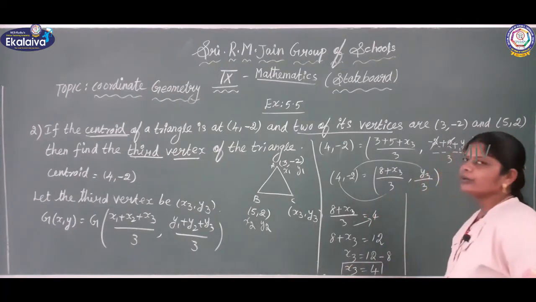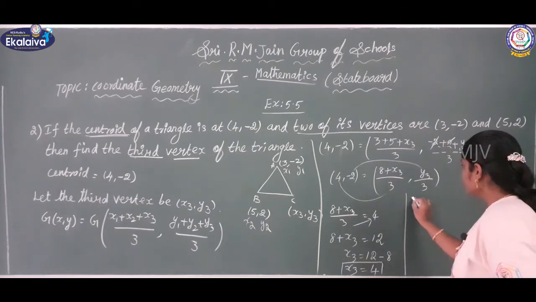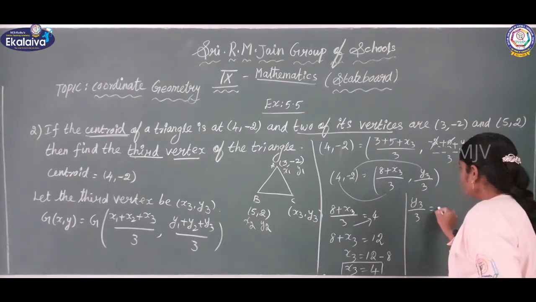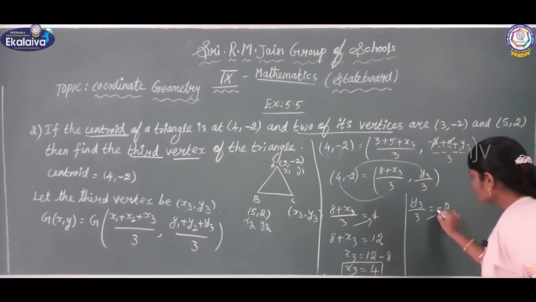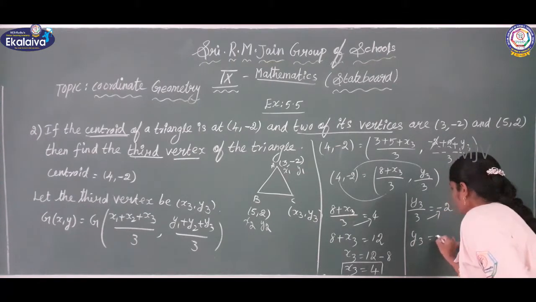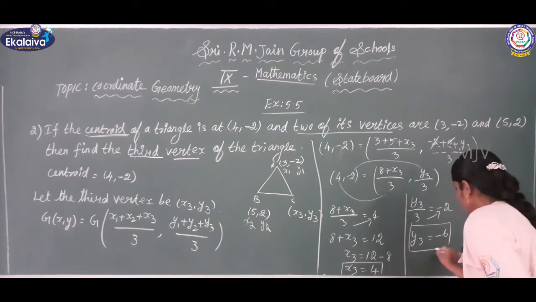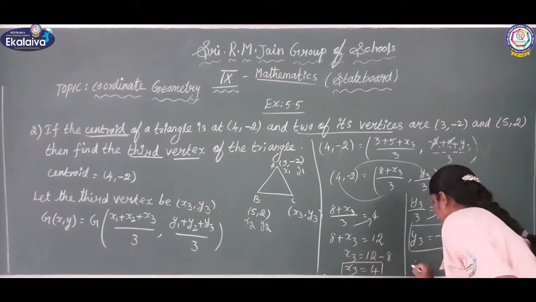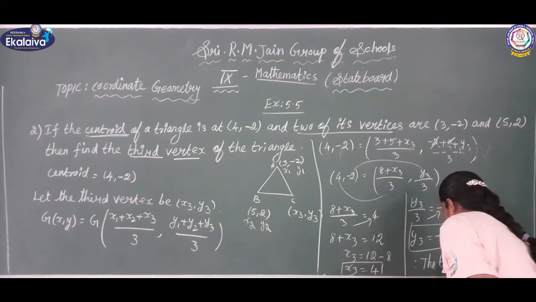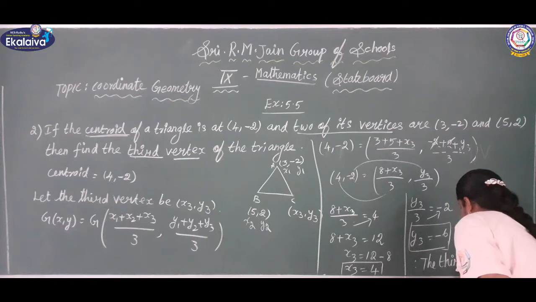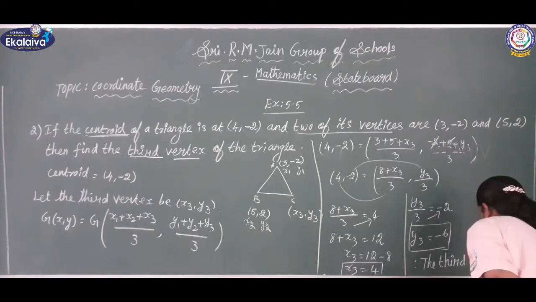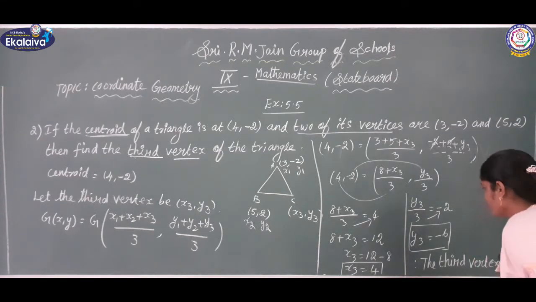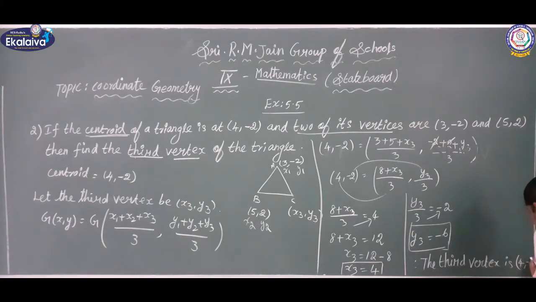Next we need to find out y3. Just equate the y coordinate. y3 by 3 equal to minus 2. Cross multiply this. y3 equal to minus 6. So therefore the third vertex is (x3, y3) equal to (4, -6). Do you understand, children?